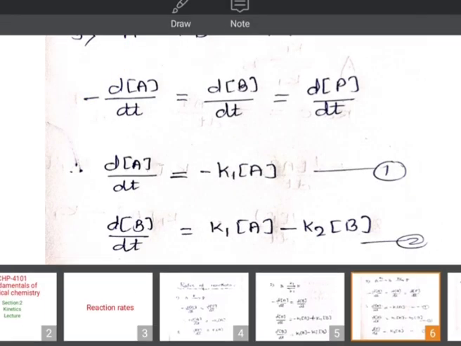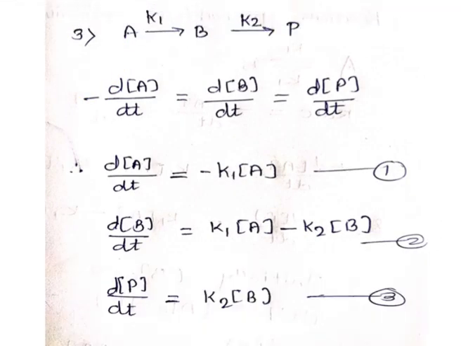Now next problem is problem number 3. Here A gives B and B gives product. So see, B is the intermediate species here. First rate is K1 and second forward rate is K2. Here two rates are written. So we are going to write down the rate for each species A, B and P. So we have three equations. We have to see first in which steps our species is involved.